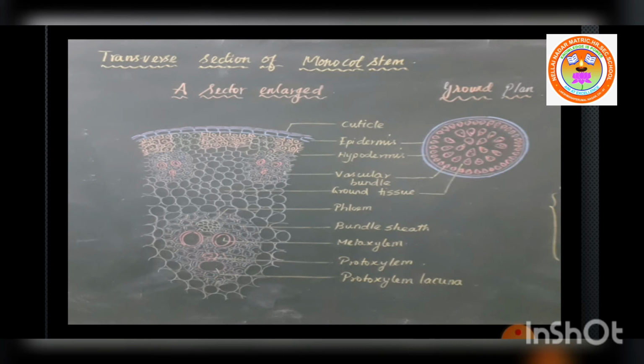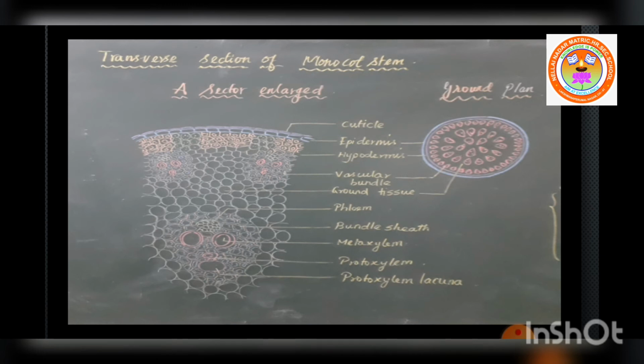Next, vascular tissue system. Just see the picture in the ground plan. Towards the periphery, the vascular bundles are numerous, small in size. Towards the center, the vascular bundles are fewer in number, loosely arranged, large in size. So, vascular bundle with xylem and phloem. In monocot stem, the vascular bundles are skull shaped, and the vascular bundles are conjoint, collateral, endarch, closed.